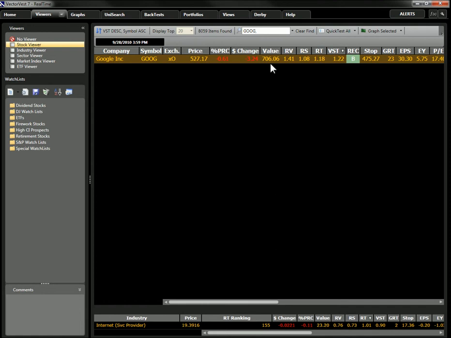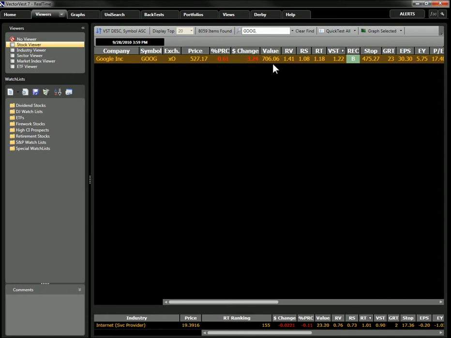Value is what we feel the stock is currently worth. Google currently has a value of $706.06. If we compare that to the price of $527.17, we can see the price is currently under the value. So we know Google is undervalued. This is good because our philosophy is to buy safe, undervalued stocks rising in price in rising markets. If you have a stock that is overvalued, it's not telling you to go out and sell it immediately. However, it is something you need to be aware of.